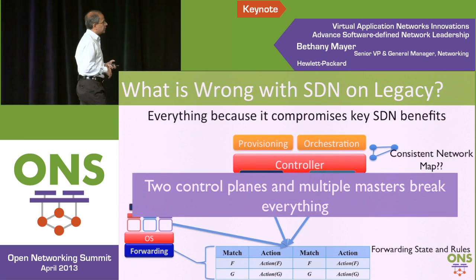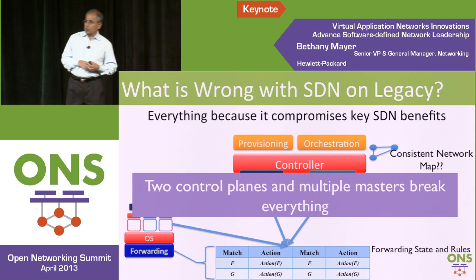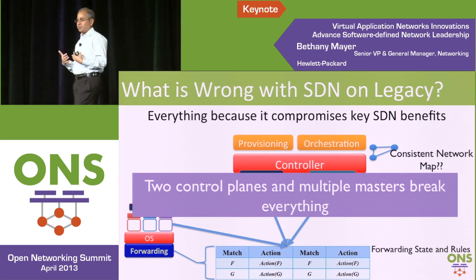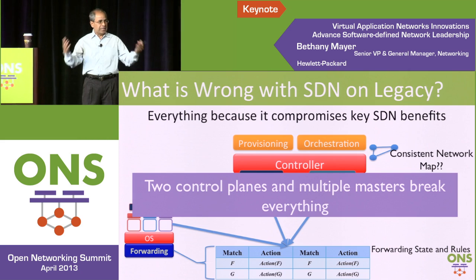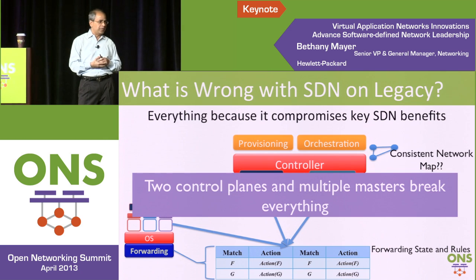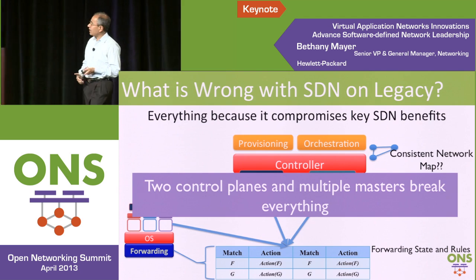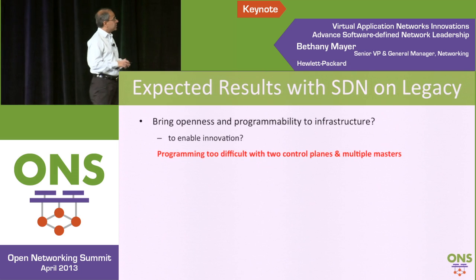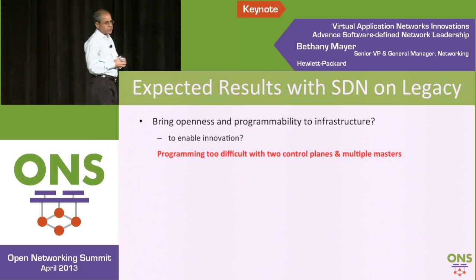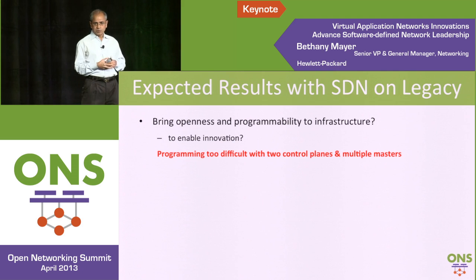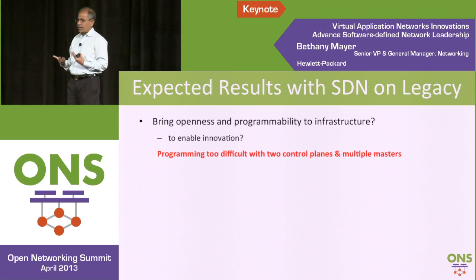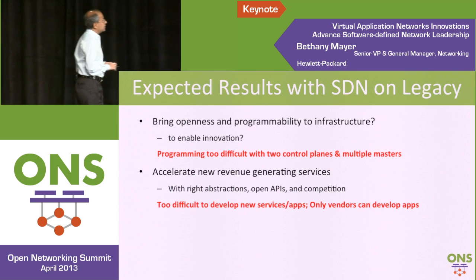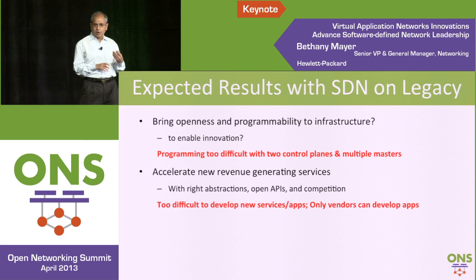The bottom line is these two control planes. We know that the original control plane is broken, it does not give you what you want. Now you add another control plane on top of it, you have multiple masters that are trying to manage how to do packet forwarding. Can we get this right? Are we simplifying it, or are we making life much harder? One of the value propositions of SDN is to enable innovation through programming. If you make this thing so complex, are you really making it easier to innovate? I doubt it.